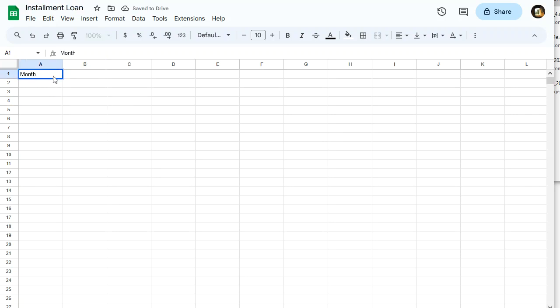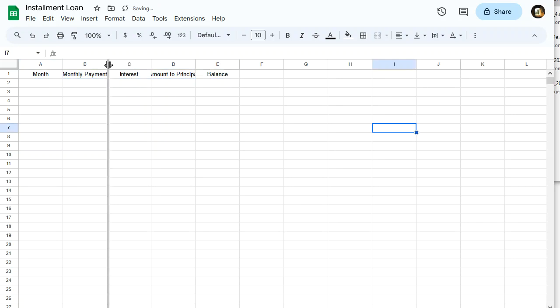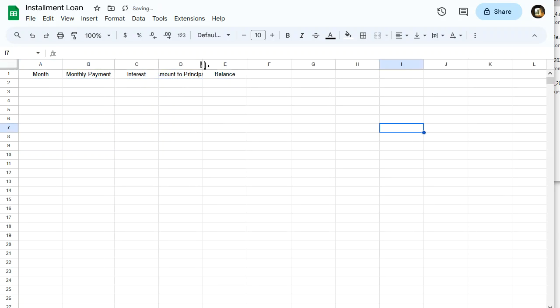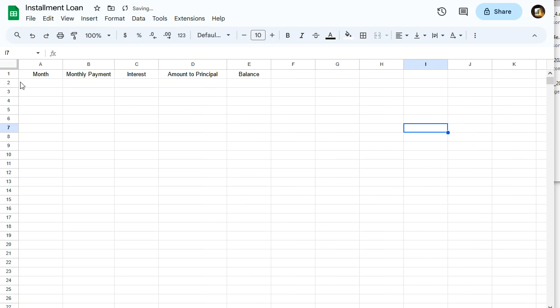We're going to go month, then monthly payment, then interest, and amount to principal, and then balance. Okay, so we need to spread these out. Let's make it look nice. Let's highlight those, maybe center them up a little bit, and maybe make this column a little bit bigger. You can actually do other things like wrap text and stuff, but we'll just do that.